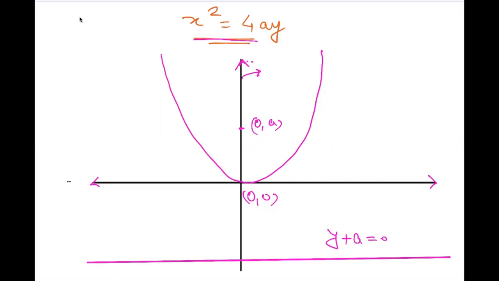This is x-axis and y-axis. Focus is (0, a). Now it's on the y-axis. This is called the directrix, y plus a is equal to 0. Vertex is (0, 0). Now the axis is y-axis, means x is equal to 0. Tangent at vertex will be y is equal to 0.